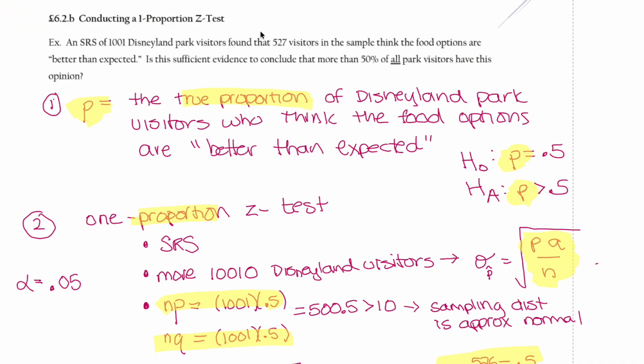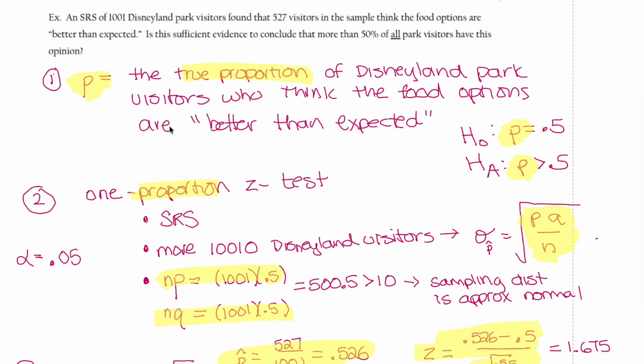What is P in this question? Well, P is the true proportion of Disneyland Park visitors who think the food options are better than expected. Be sure to include all the small details, and remember to highlight the true proportion right here. Second part, name the procedure. We're doing a 1 proportion z test.